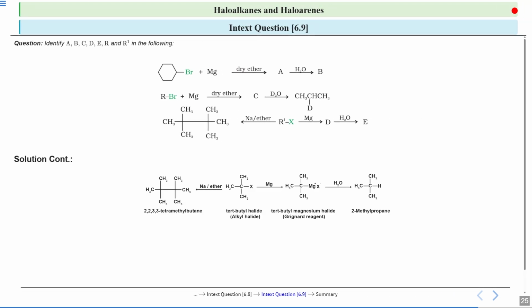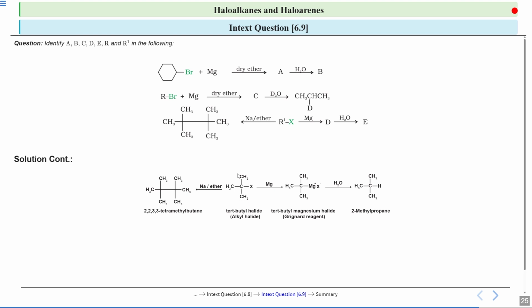Now, lastly, for this third reaction, where your R1X is undergoing the magnesium reaction, let's react it with the magnesium metal. So alkyl halide, when it goes with the magnesium metal reaction, will give you a Grignard reagent. The Grignard reagent you are forming is tertiary butyl magnesium halide, and when you react it with a water molecule, you will get an alkane, that is 2-methyl propane.